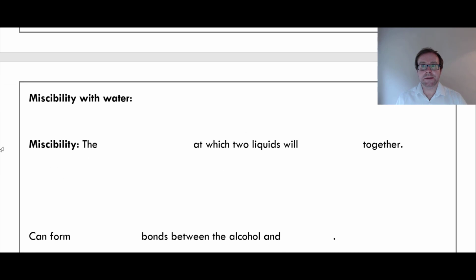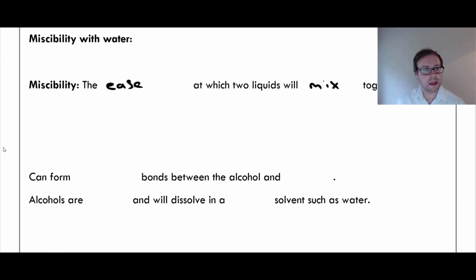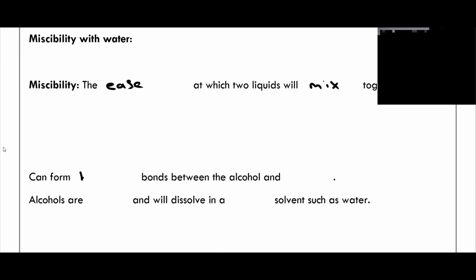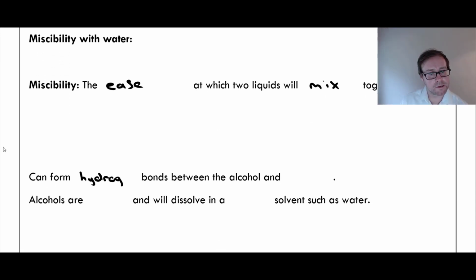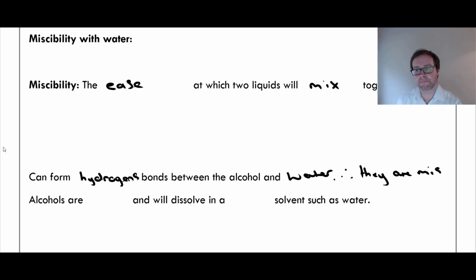Okay, so some more definitions. So miscibility with water. Miscibility means the ease at which two liquids will mix together. It's usually the ease at which a liquid or a solution will mix with water. Okay, and alcohols can form hydrogen bonds between the alcohol and water. So we say, therefore, they are miscible with water.